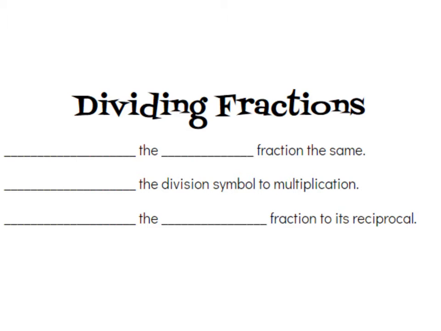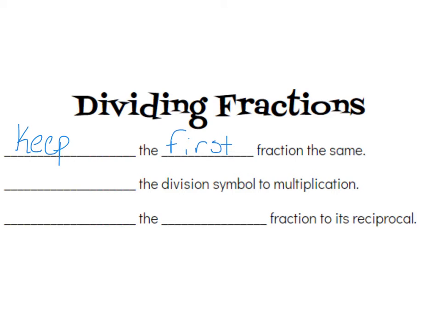When we divide fractions, there are 3 steps that we must take. The first step is that we keep the first fraction the same. This means that the first fraction in a division problem doesn't change. It remains exactly the same.